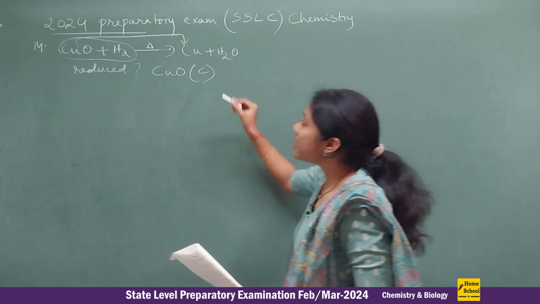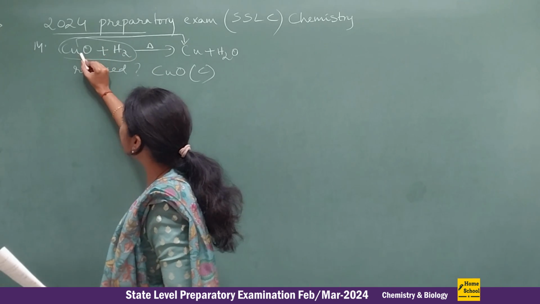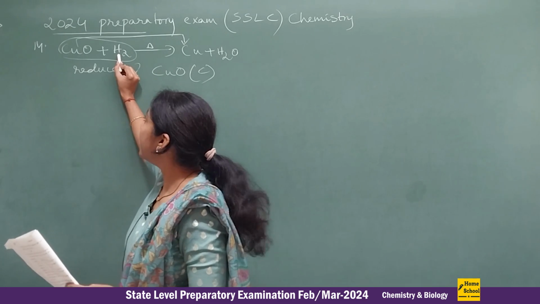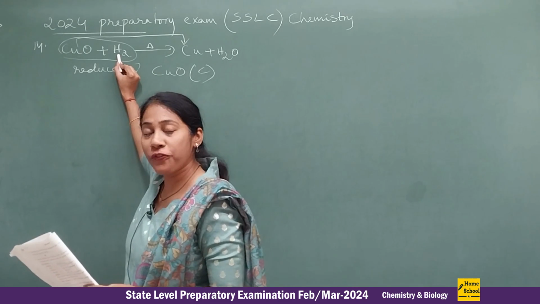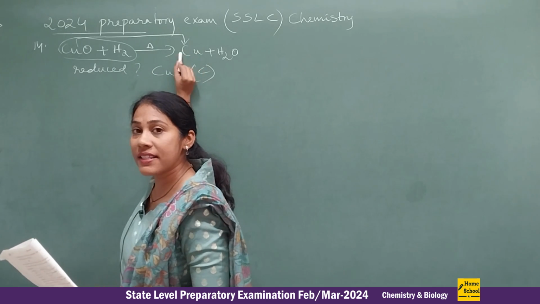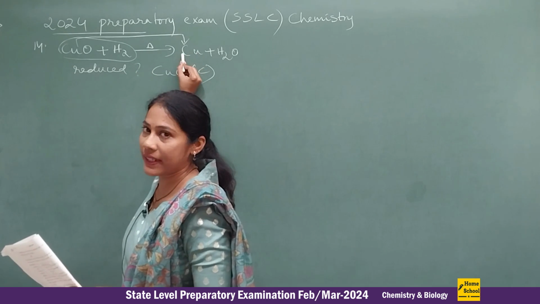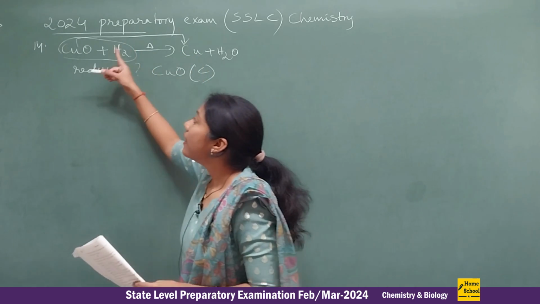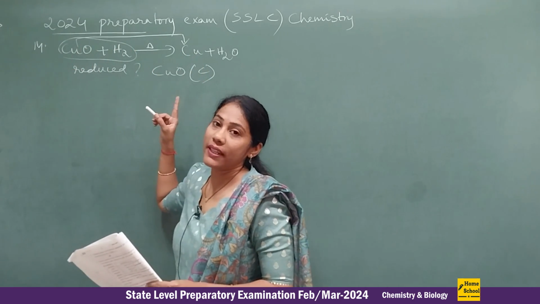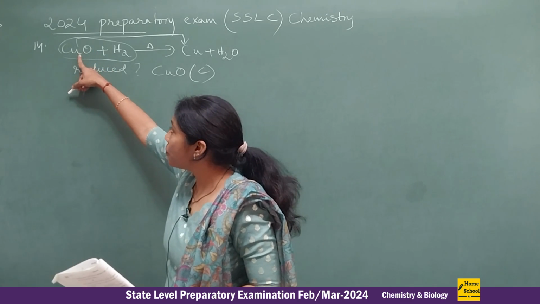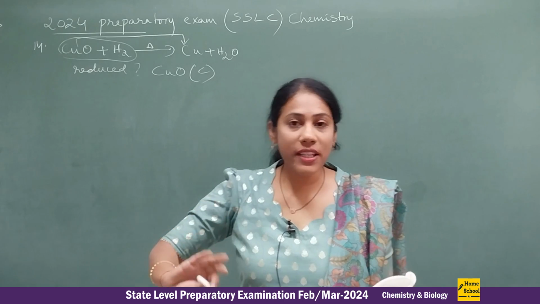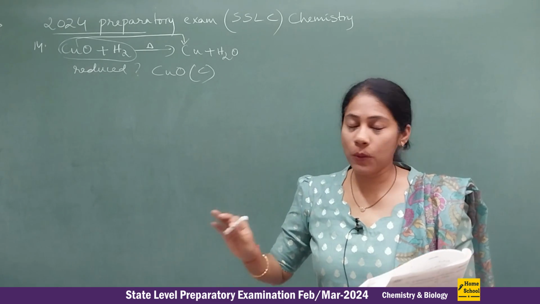So if CuO is reduced, which one has been oxidized? Definitely H2. Few students will select the answer from among the products. No, nothing is there to do with the products. It's always among the reactants only. If this one is reduced, then the other one must have undergone oxidation. So this is how you select the option.